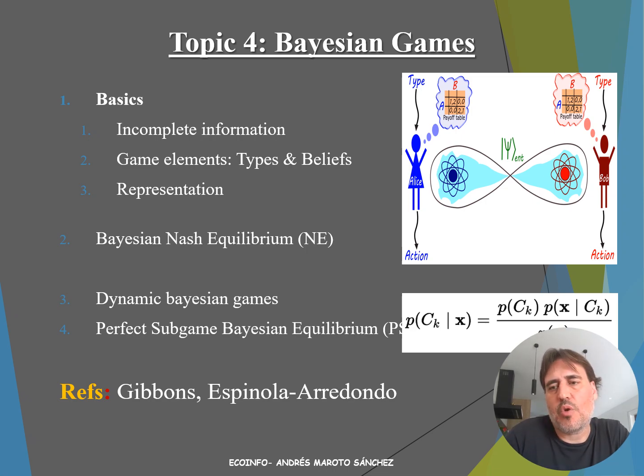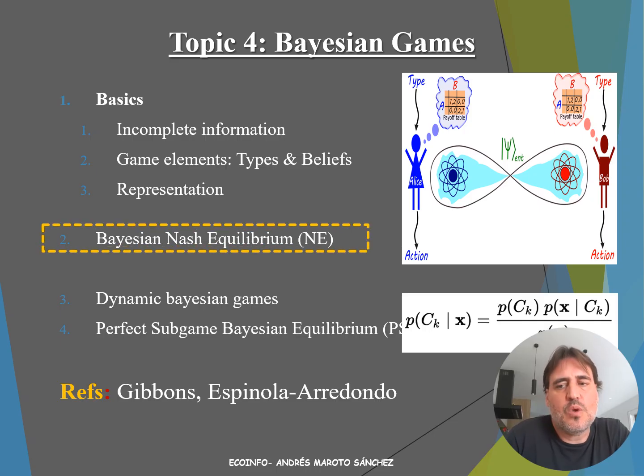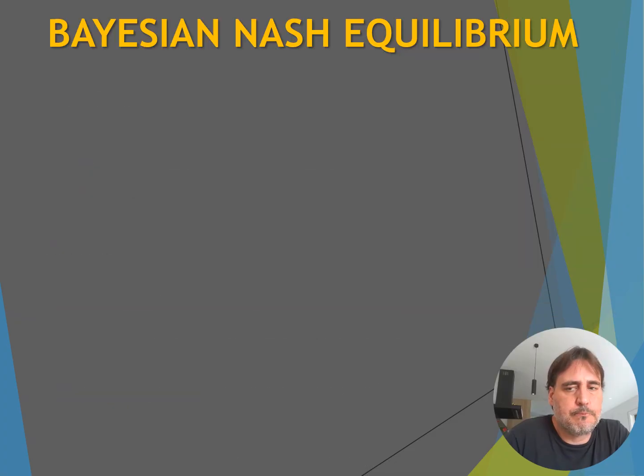Welcome to a new microeconomics video lesson in this section regarding game theory. With this video, we continue studying games with incomplete information. In this case, we will learn how to solve static Bayesian games, that is, how to find what we will call the Bayesian Nash equilibrium or solution of these games.